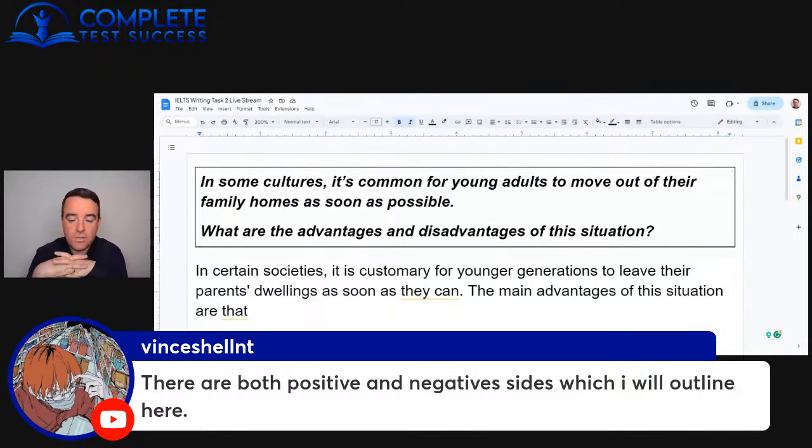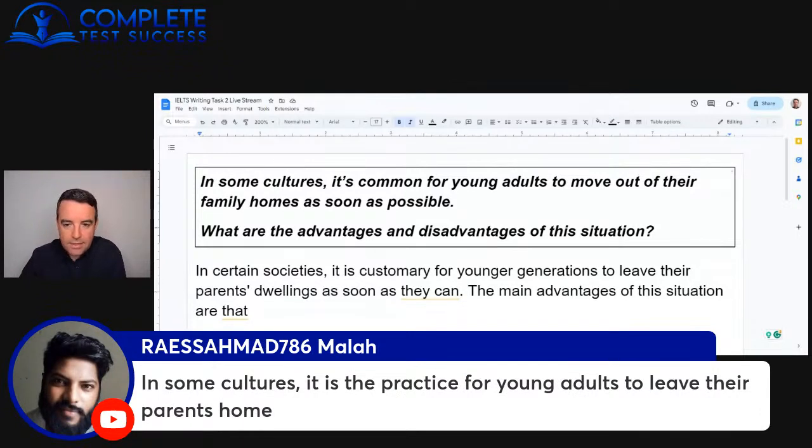So what we want to do is include the specific ideas in our introduction. So we're going to say exactly what 2 advantages and what 2 disadvantages we're going to discuss. So we want 4 ideas. We're going to put all of those ideas in our introduction. In some cultures, it is the practice for young adults to leave their parents' homes, and then you need to finish that with as soon as possible. So you need to include all the information.